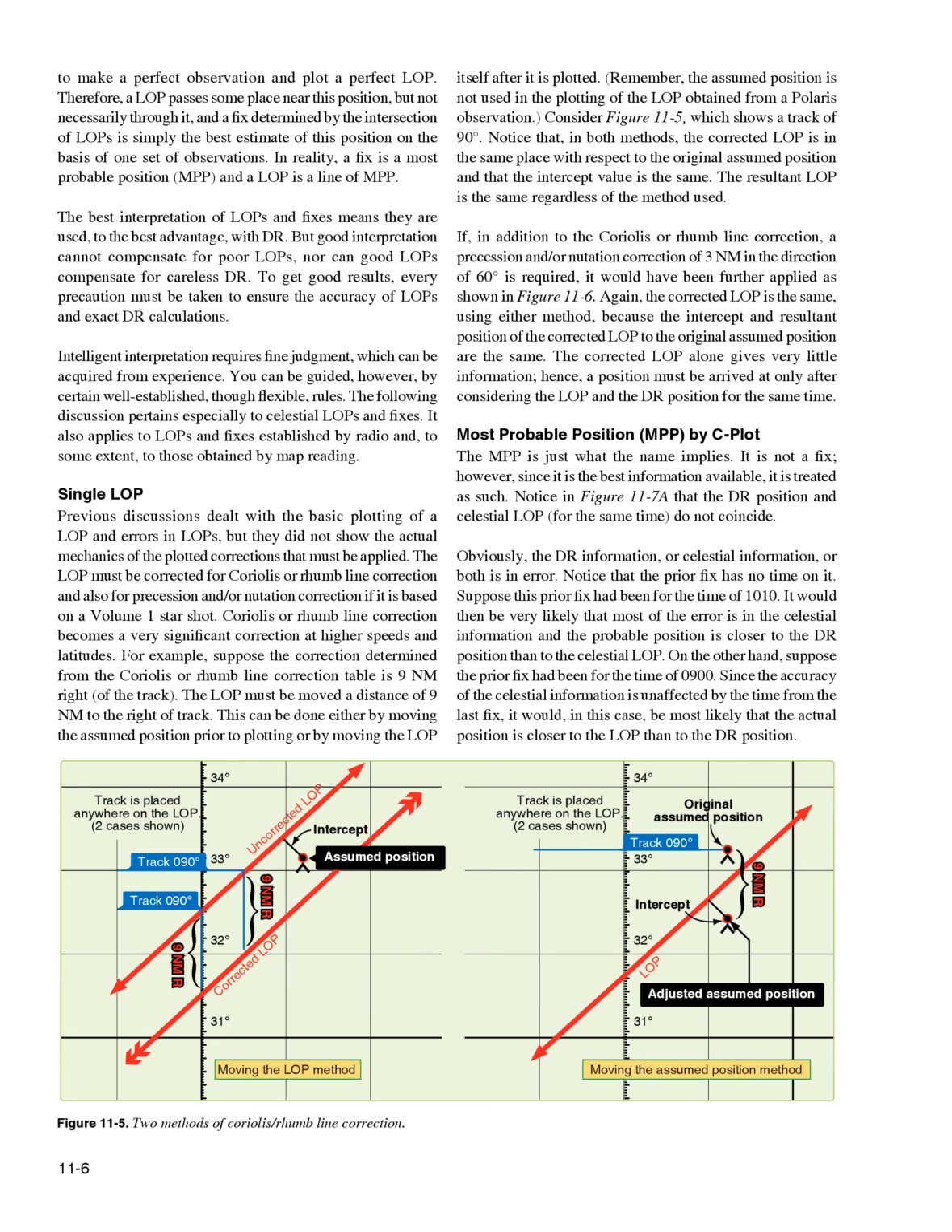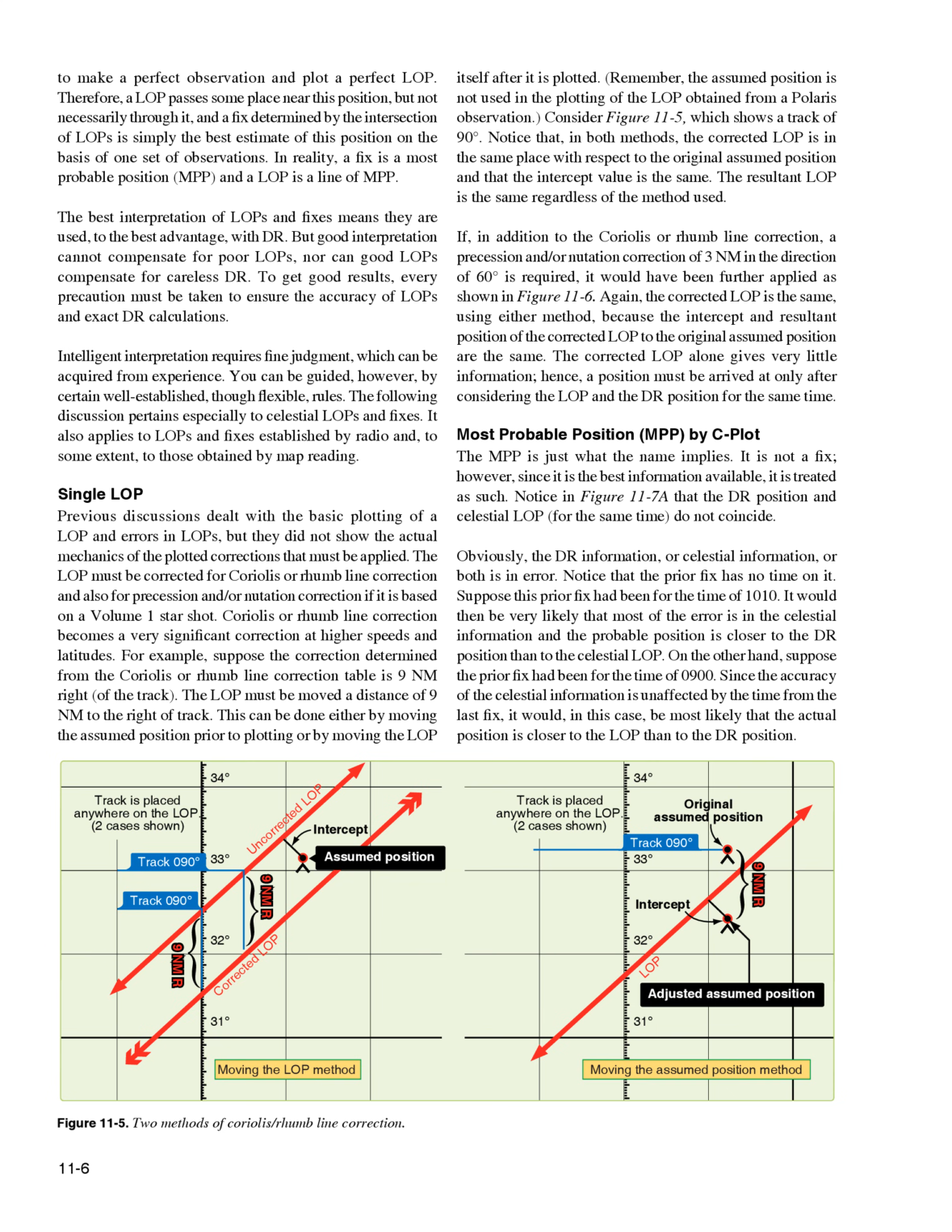This can be done either by moving the assumed position prior to plotting or by moving the LOP itself after it is plotted. Remember, the assumed position is not used in the plotting of the LOP obtained from a Polaris observation. Consider figure 11.5, which shows a track of 90 degrees. Notice that, in both methods, the corrected LOP is in the same place with respect to the original assumed position and that the intercept value is the same. The resultant LOP is the same regardless of the method used.